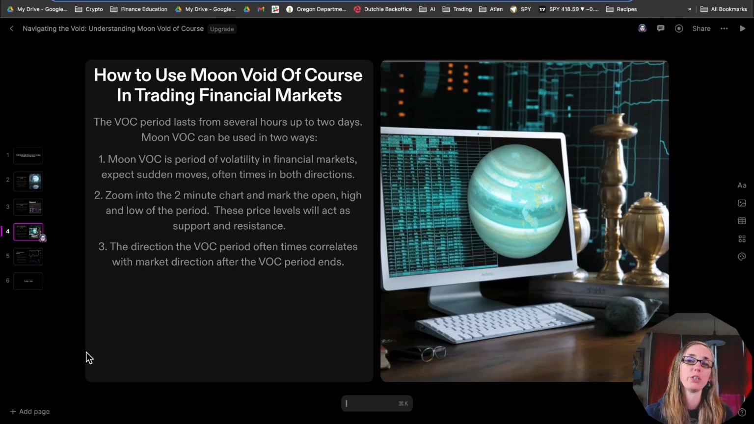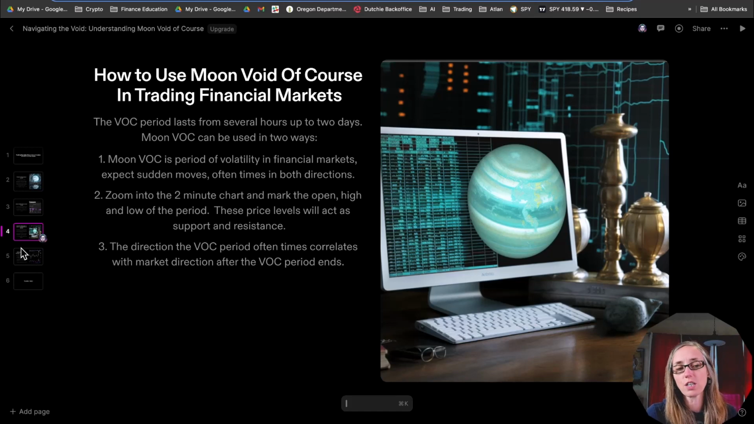The moon void of course can be used in two different ways. The moon void of course period is a period of volatility in the stock market. You can expect sudden moves, oftentimes in both directions. You can zoom into the 2-minute chart and mark the open, the high, and the low of these periods, and then these periods act as support and resistance. The direction of the void of course period oftentimes correlates with the market direction after the period ends. Not always, but there's a correlation, so you need to pay attention. As the void of course period is ending, if your price action indicates that it's going to move in the direction it was moving into the end of the period, then you can trade that.